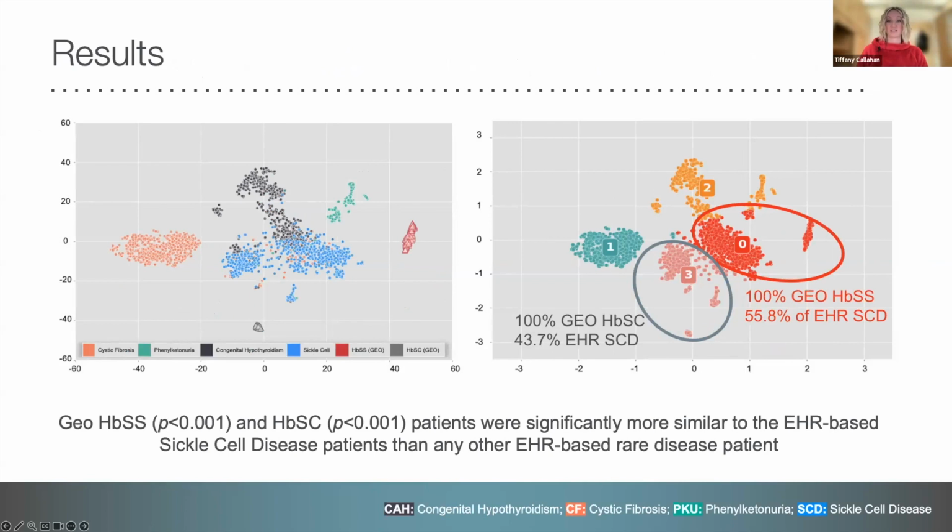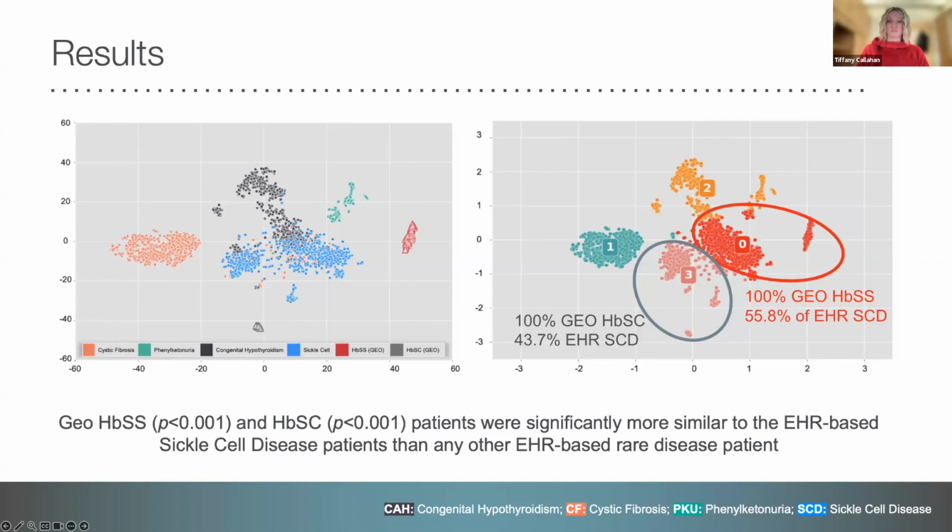Patient similarity analyses helped us to confirm that the GEO patients were significantly more similar to the EHR-based sickle cell disease patients than they were to any of our other EHR-based rare disease patients. So it's good news in this latent space. The GEO patients are closer to our EHR sickle cell patients than they are to any of the rare diseases.